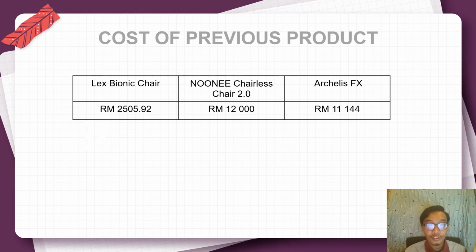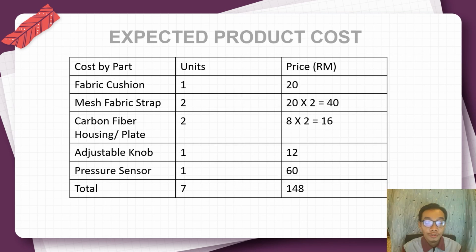This is the cost of previous products that have been searched. The first one is the Lex Bionic chair, which is about 2,500 ringgit. The second one is the Noonee chairless chair, which is about 12,000 ringgit. And the third one, Archelis FX, made in Japan, is about 11,000 ringgit. So this is the expected product cost for our exoskeleton product. There are 7 units that will be used for this product, and the total price is about 148 ringgit.